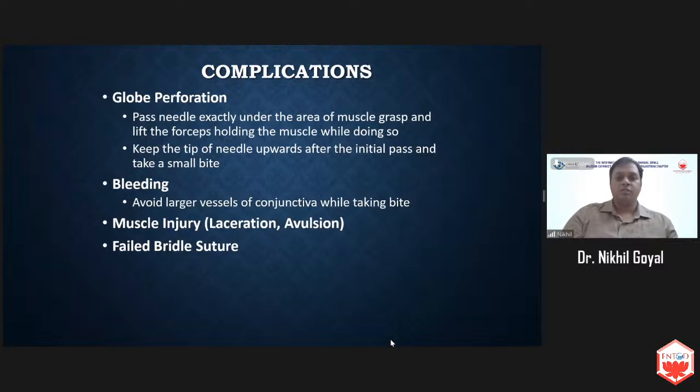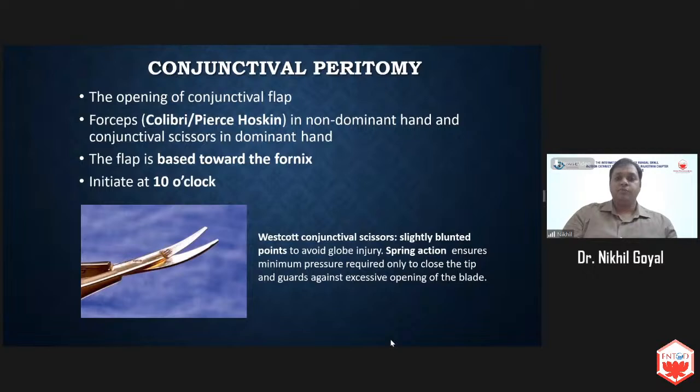The other complications that can happen are bleeding, muscle injury or superior rectus hematoma, and a failed bridle suture. After this, we have to perform a conjunctival peritomy, which is basically making an opening in the conjunctiva. For this, we use our non-dominant hand to hold a forceps, which is either a Colibri or a Pierce Hoskin forceps, and in the dominant hand, we use the Westcott conjunctival scissors.